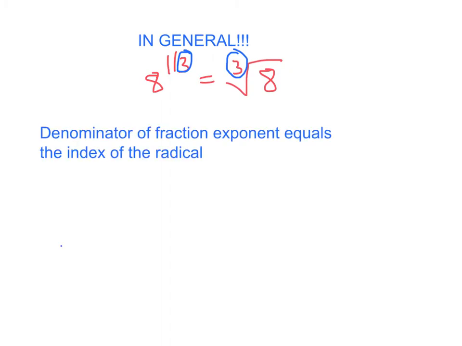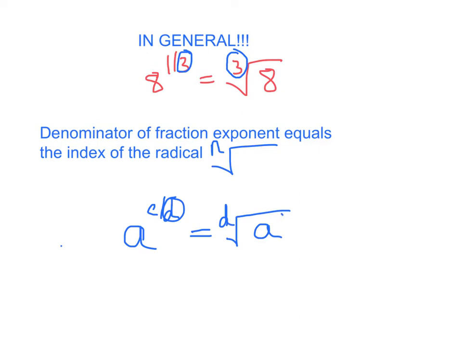In general, what we see is that the bottom of the fraction is the index of a radical. So, for instance, 8 to the 1/3 is equal to the cube root of 8. The denominator of the fraction exponent is equal to the index of the radical. A radical is this radical sign here, and the index is that small number there. In general, any base a raised to the c over d exponent is equal to the d-th root of a to the c: this d here is this d here, and the c stays with the a. So basically we can change the denominator to the index.